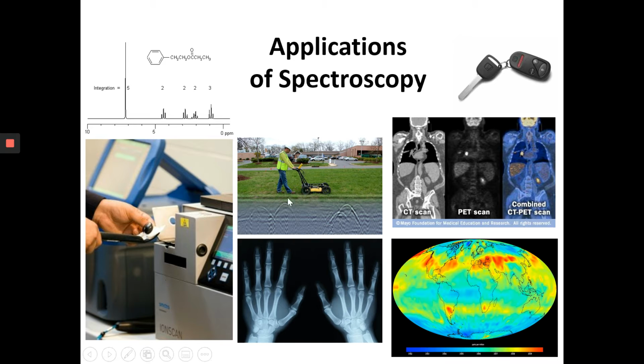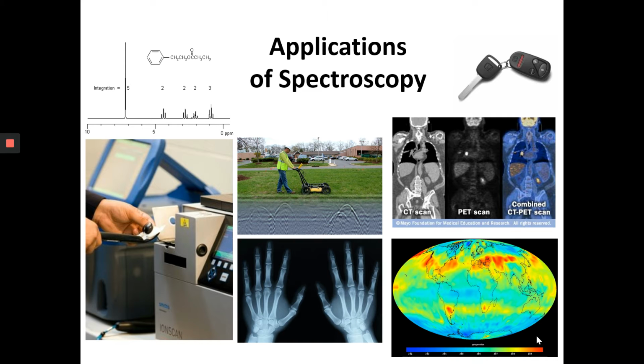If you have one of these key fobs that unlocks your car automatically or allows your car to drive without inserting a physical key, that's not exactly spectroscopy, but it's definitely a related technology. And finally, down here in the bottom right, this is an image of the Earth and looking at different temperatures. And so you can use any of the ways that we image or look at the Earth in terms of looking at carbon dioxide in the atmosphere or water vapor in the atmosphere, looking at temperatures, looking at weather patterns. Those are also a form of spectroscopy.